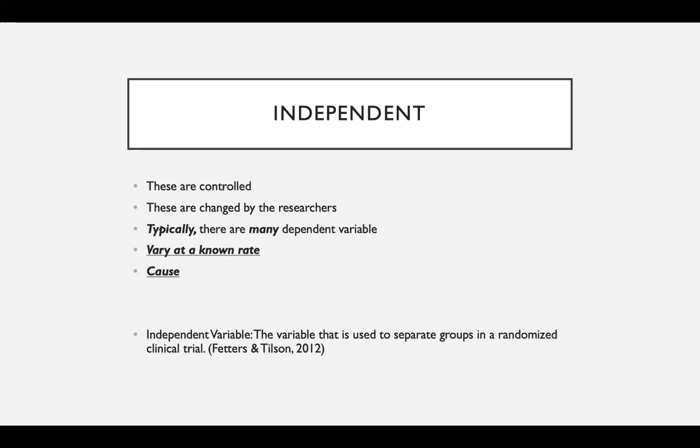Another definition that I liked while I was researching the topic is from the text, which says, an independent variable is the variable that is used to separate groups in a randomized clinical trial. I really like that definition as a different way of thinking about it.